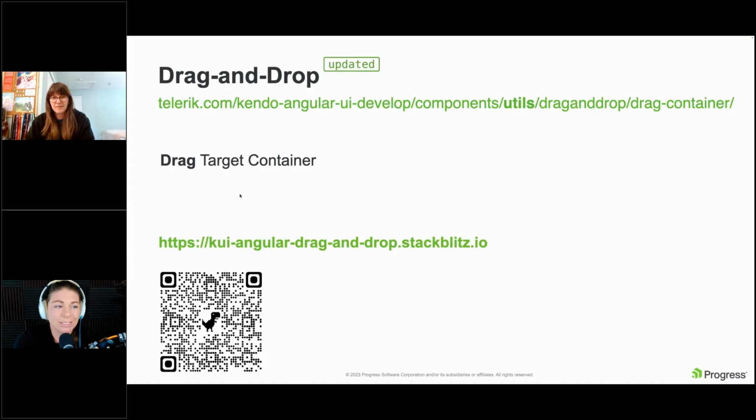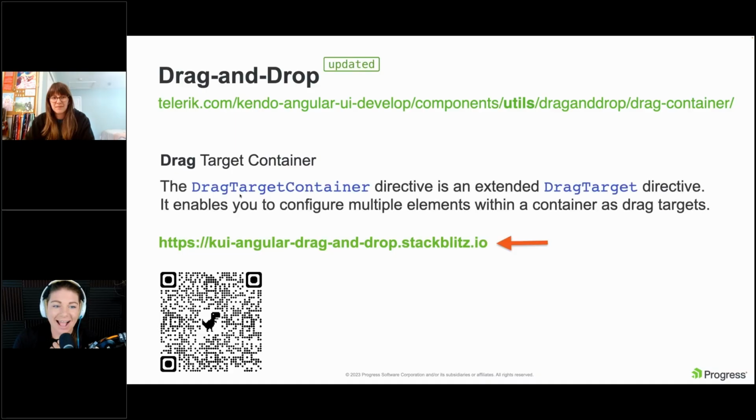We're gonna zip right along to drag and drop, and I think this is the first one. We're gonna pop in and out of slides a little bit today because I want to show you some of the new demos. But drag and drop got updated and now has a drag container. So the drag target container directive now allows you to make an outer container that has other drag items inside of it. So you can snippy snap the QR code if you want to follow along with me.